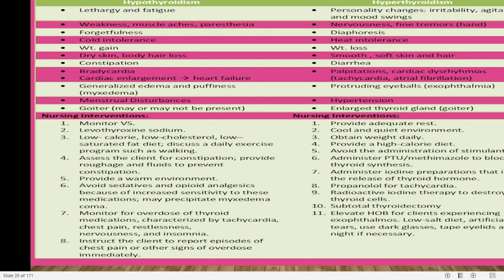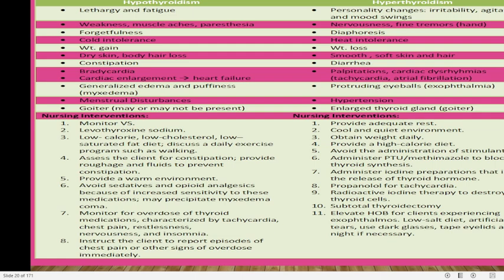Provide a high calorie diet. This is the opposite of what you do when dealing with hypothyroidism, where they are likely to gain weight. Avoid administration of stimulants. In hypothyroidism, we are saying that you avoid sedatives and opioid analgesics because of increased sensitivity to this medication.